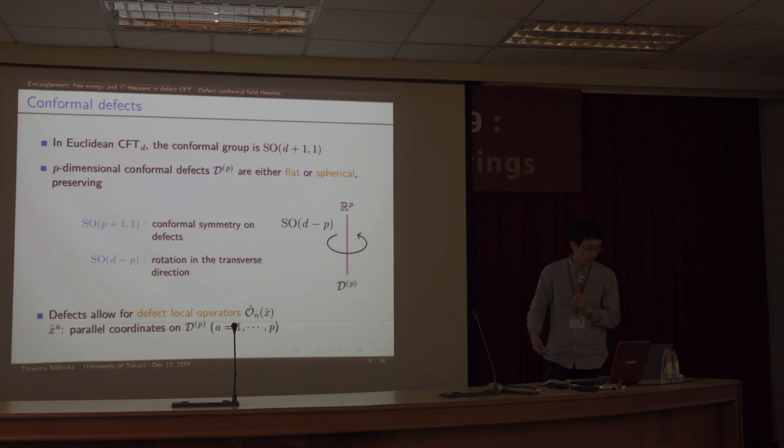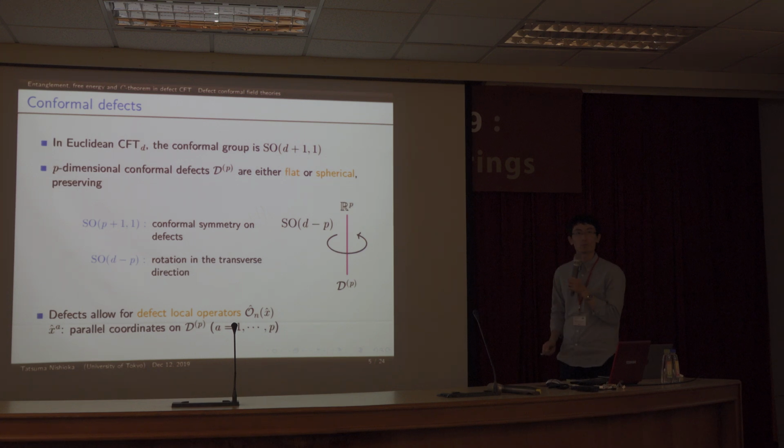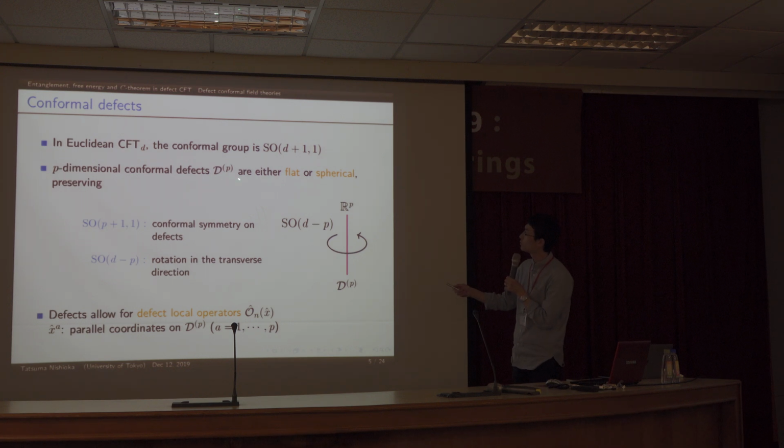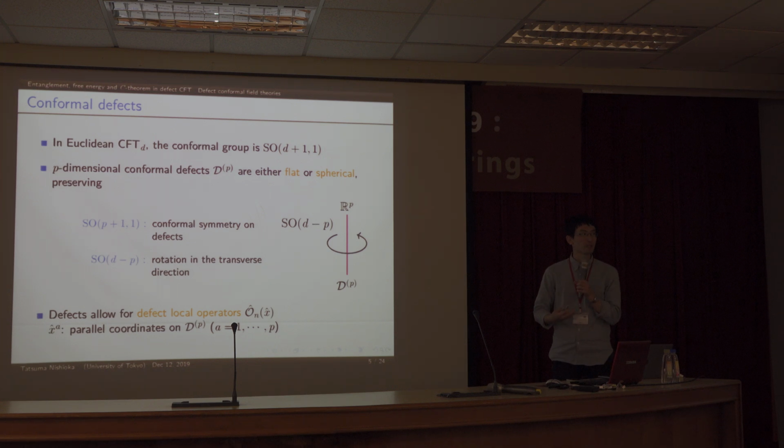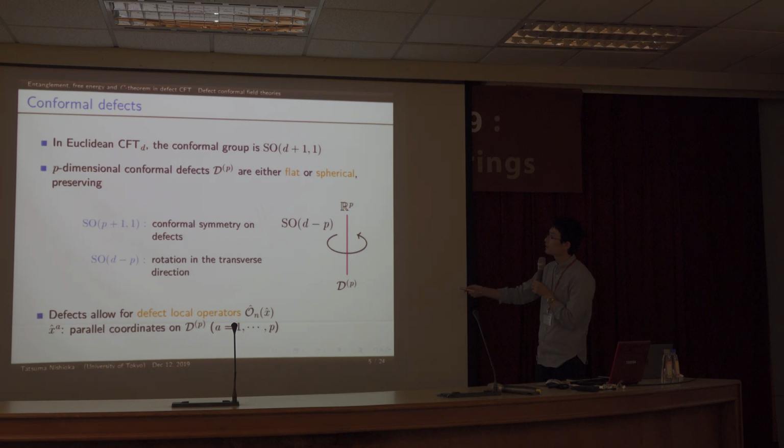There are many types of defects, but in this talk, I'd like to focus on conformal defects, in the Euclidean case. Without defects, the conformal group is SO(D+1,1). But if we have a p-dimensional conformal defect, which I denote by script D_p, then I want to preserve maximal symmetry inside the conformal group. So the defects should be either flat or spherical. Then you can preserve maximal symmetry.